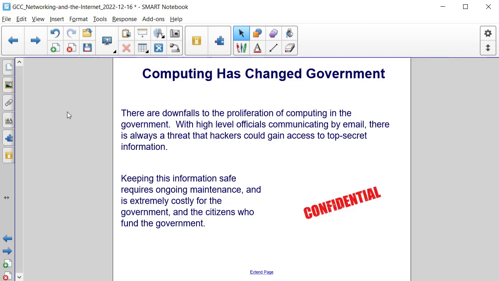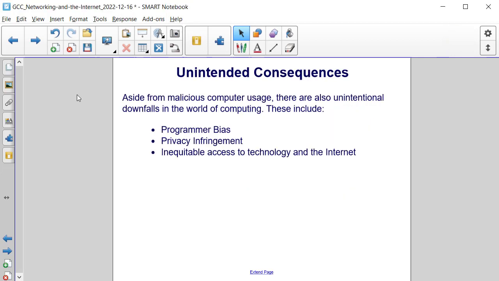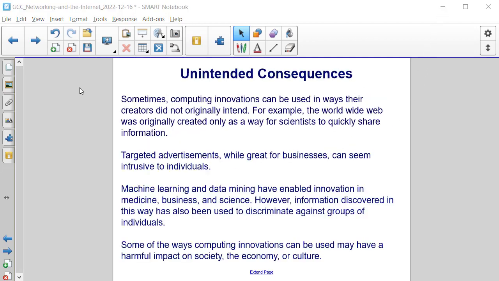There are also downfalls to proliferation of computing in government. With high-level officials communicating by email, there is always a threat that hackers could gain access to top-secret information. Keeping this information safe requires ongoing maintenance and is extremely costly for the government and the citizens who fund the government. Aside from malicious computer usage, there are also unintentional downfalls in the world of computing. These include programmer bias, privacy infringement, and inequitable access to technology and the internet.